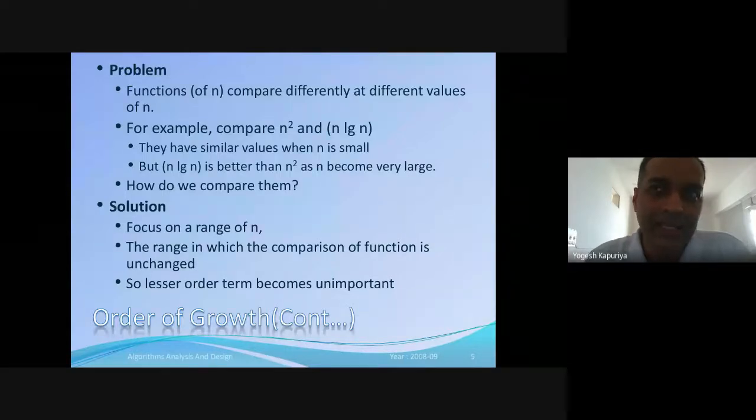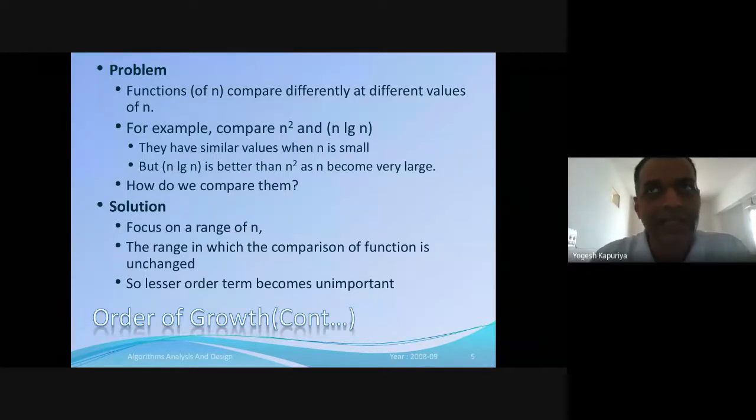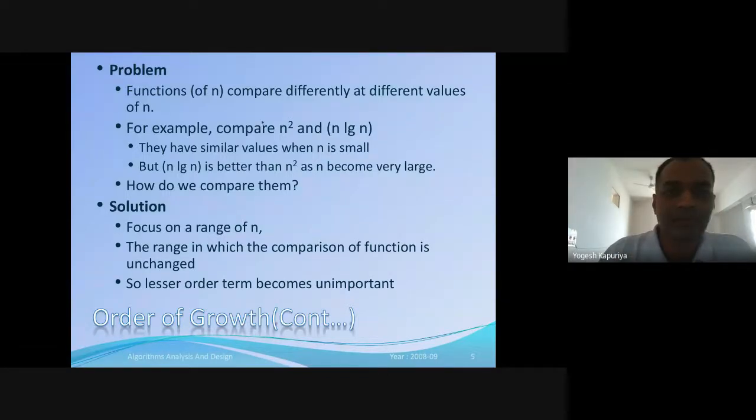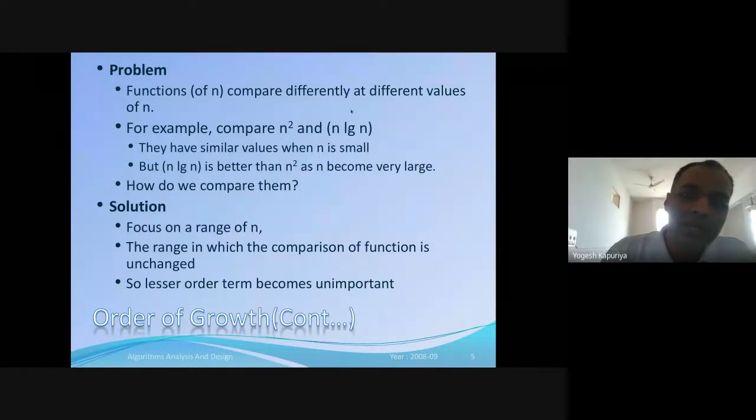And at each value of n, the outcome may differ, and that is the challenge, because you can't simply say that equation 1 is greater than equation 2, since it relies on so many other things. So this is an example which I think might give you some idea. Let's say one equation contains n square, and the second equation contains n lg n. Now lg n means log n with base 2.